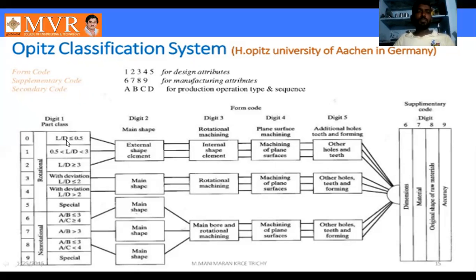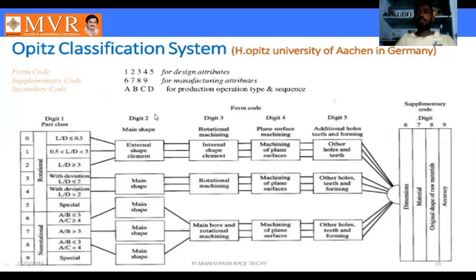See here, the first one is digit 1. In this symbol we have 0, 1, 2, 3, 4, 5. From 1 to 5 onwards we call these the design attributes. So 1 to 5 are design attributes, and the total can be used for design. Then 6, 7, 8, 9 are manufacturing attributes. Then A, B, C, D is the production operation type and sequence.